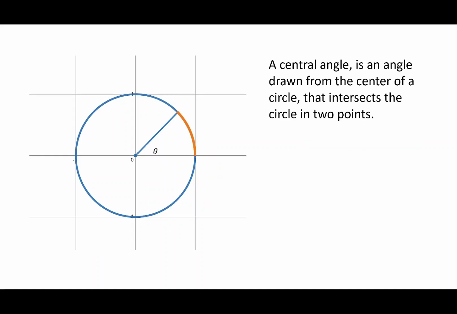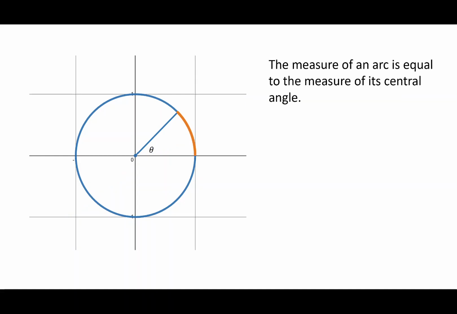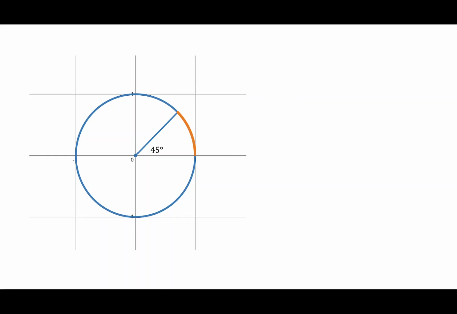A central angle is an angle drawn from the center of a circle that intersects the circle at 2 points. So what you can see is the angle intersects the circle and it forms this arc. The measure of an arc is equal to the measure of its central angle. So for example, if we had an angle of 45 degrees, then the corresponding arc would also be 45 degrees.